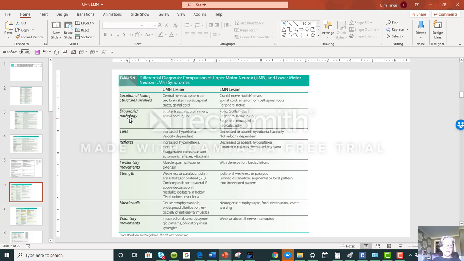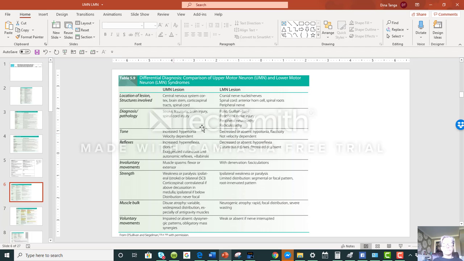Diagnosis and pathology. The upper motor neuron lesion you're going to see in stroke, TBIs, and spinal cord injuries. Strokes, traumatic brain injuries, and spinal cord injuries. The lower motor neuron lesion: polio, Guillain-Barré, peripheral nerve injury, peripheral neuropathy, radiculopathy.